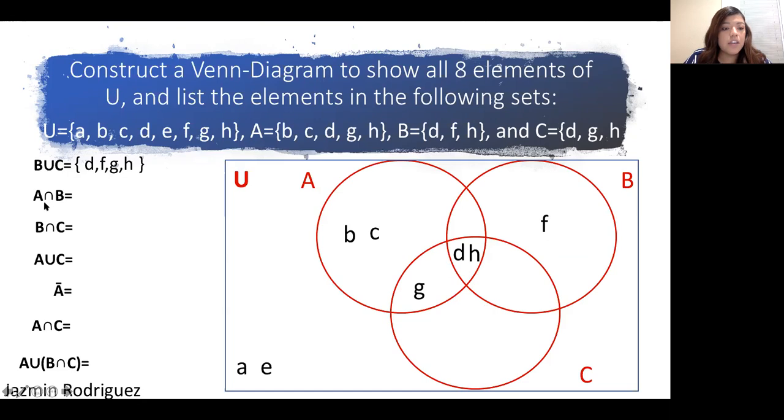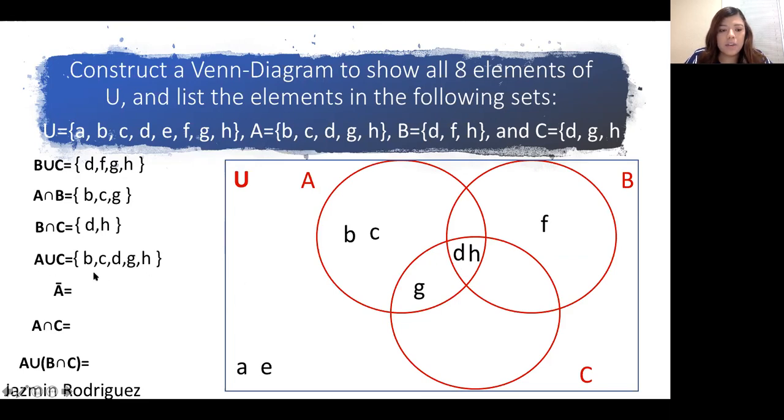The next one is going to be that they want us to find the intersection of A and B. In this case, this means that our elements have to be in both A and B. If we look at it, we have B, C, and G. And for our next one, it wants us to determine the intersection of B and C. So once again, we have to determine what elements are in B and C. As we can see, we have D and H, because G is part of A. And then the next one is, they want to know the union between A and C.